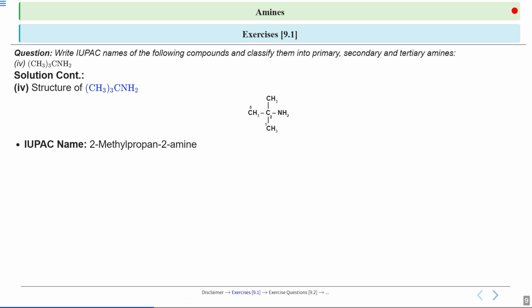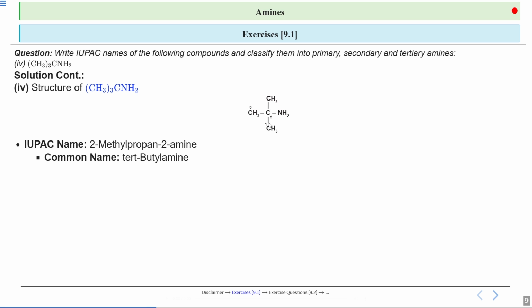2-methyl propane-2-amine. If you see in this case, this methyl group is not directly attached to nitrogen. If it is directly attached to nitrogen, we designate it as N. But since it is attached to the second carbon, it will be 2-methyl propane-2-amine. And the common name will be tertiary butyl amine.